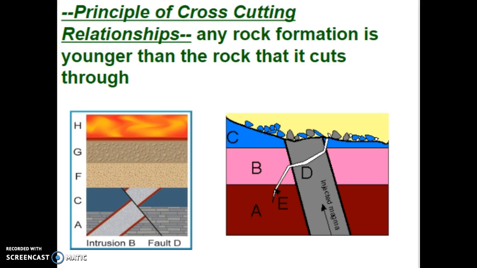Because it cut through layers A, B, and C. And then the newest event that happened in this area was the little fault line, or E, that cuts through all of the layers and the injected magma as well.